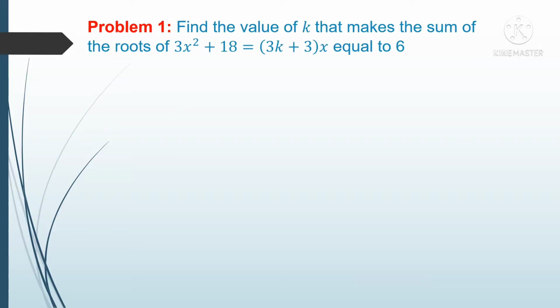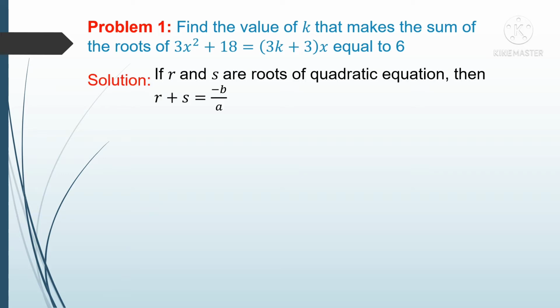Let us have example number 1. Find the value of k that makes the sum of the roots of 3x squared plus 18 equals the quantity of 3k plus 3 of x equal to 6. Okay, so let's solve this problem.